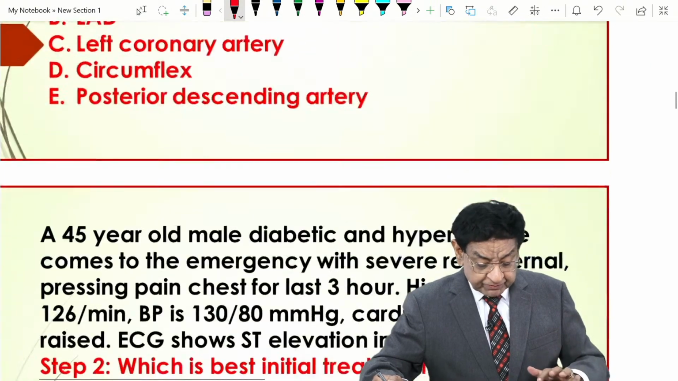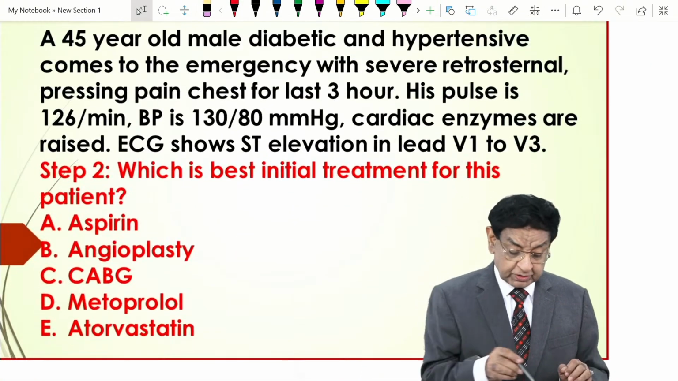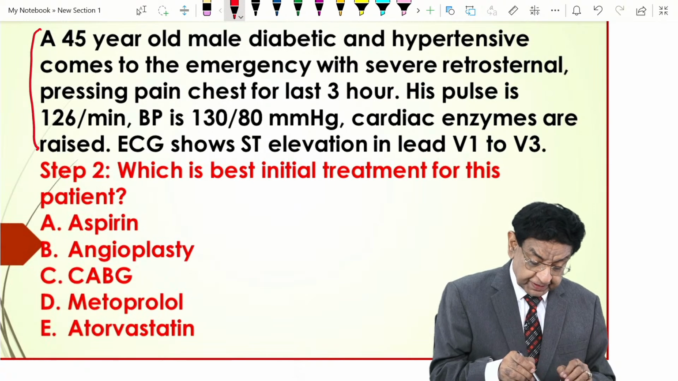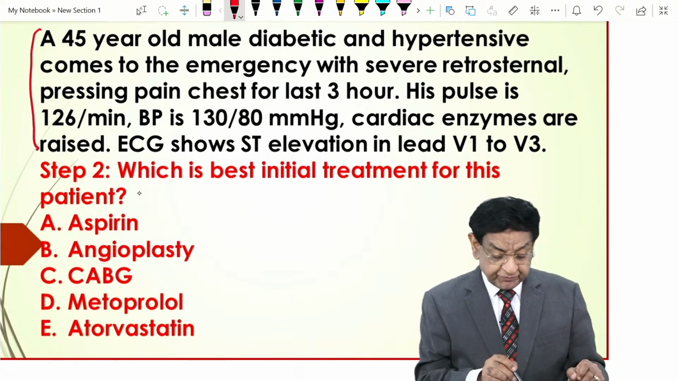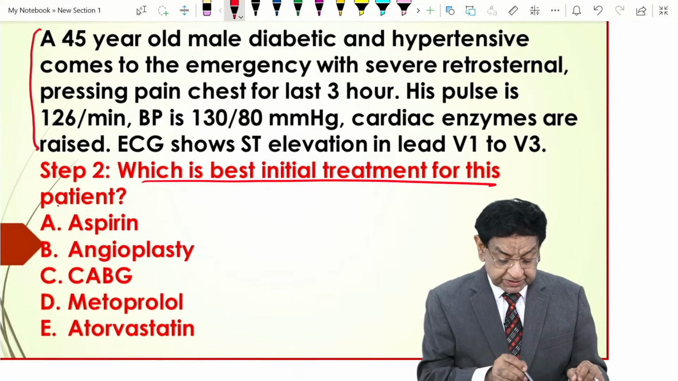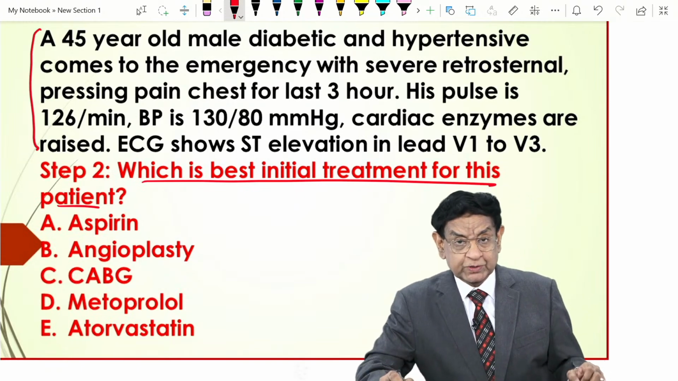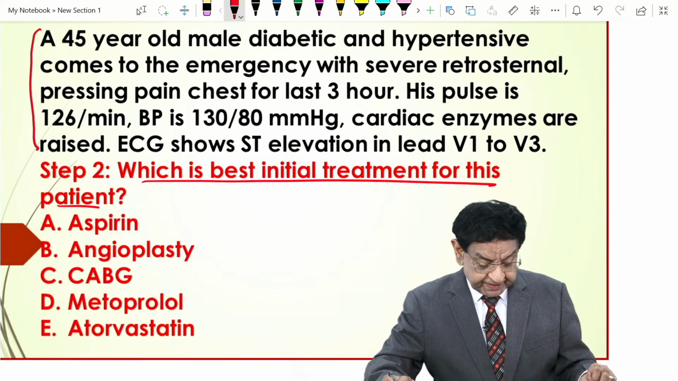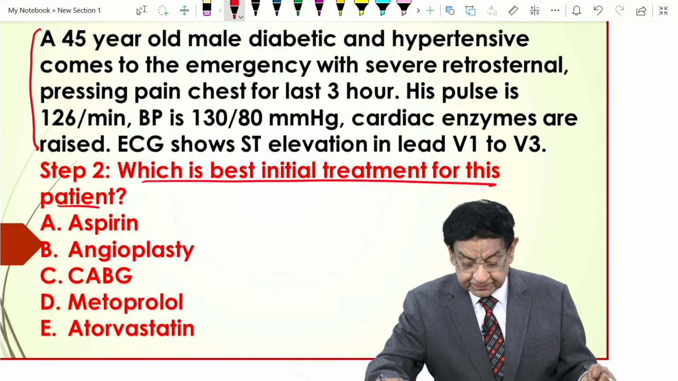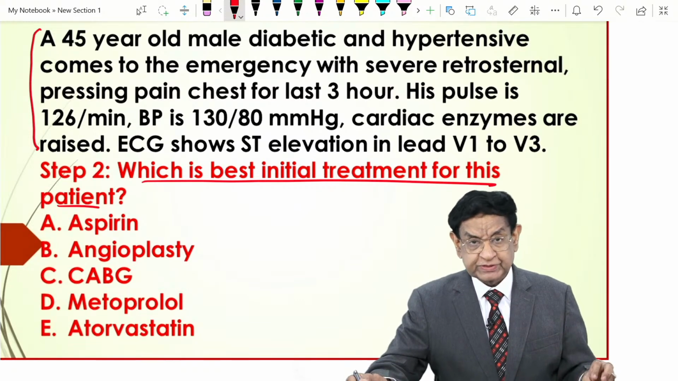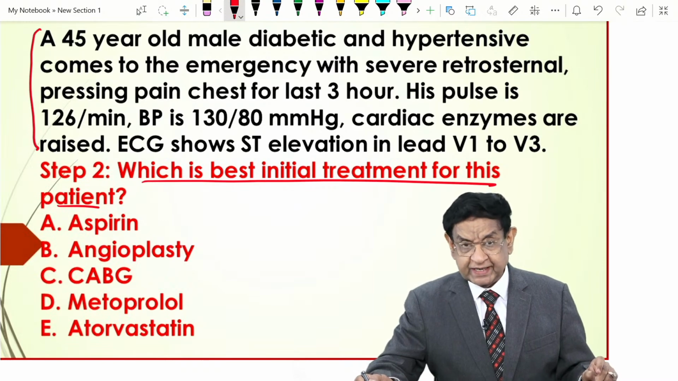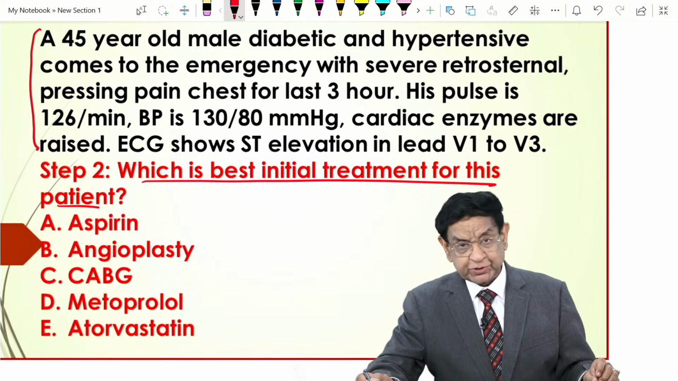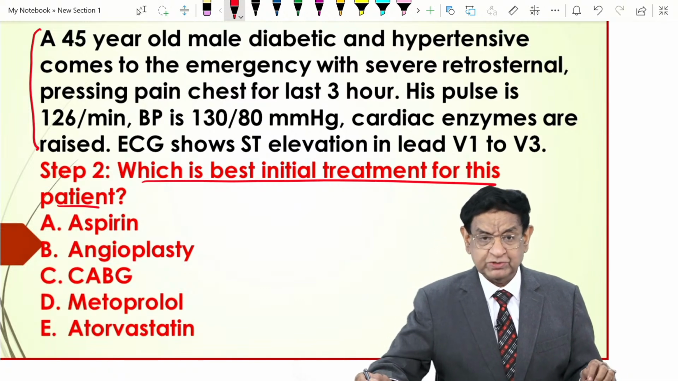Now, the same question will come in step 2 also. It looks exactly the same, but in step 2, he is asking which is the best initial treatment for this patient. Again, the answers are: aspirin, angioplasty, CABG, metoprolol, or atorvastatin. Again, I give you a few more seconds. Choose the right answer, whatever you can think of. I'm sure by now you have written the answer to this also.